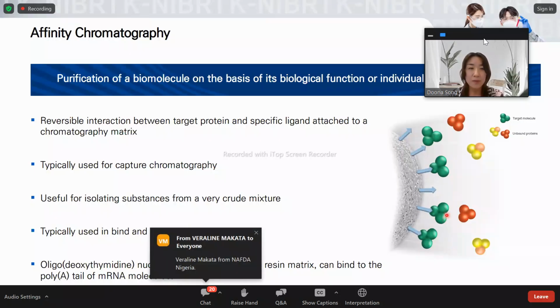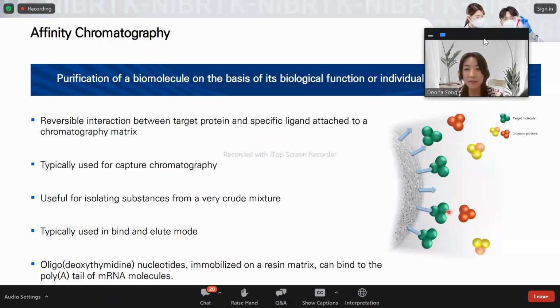For example, to purify mRNA, use oligo-dT resin, which is composed of oligodeoxythymidine nucleotides immobilized on the resin matrix. This resin binds to the poly-A tail of mRNA molecules.